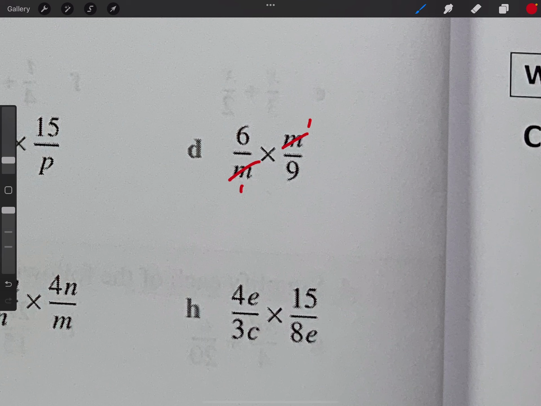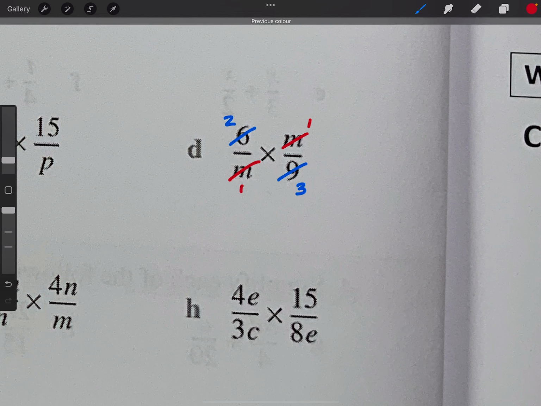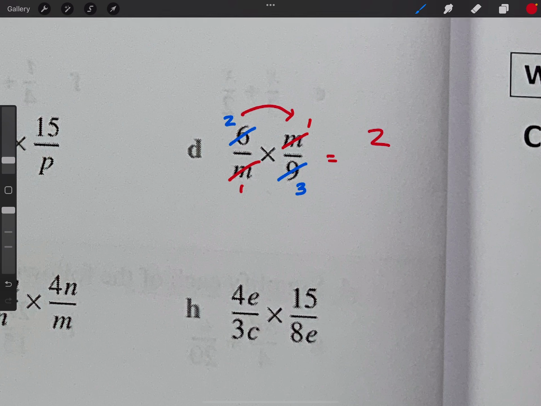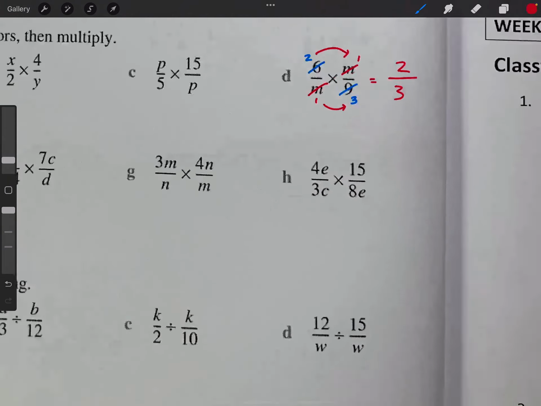And then look at the 6 and the 9. I can divide both of them by 3. So 6 divided by 3 is 2, and 9 divided by 3 is 3. So when we multiply these together, you get 2 times 1, which is 2, and 1 times 3, which is 3. There you go. That's the most simple form. Okay, let's go to question H.